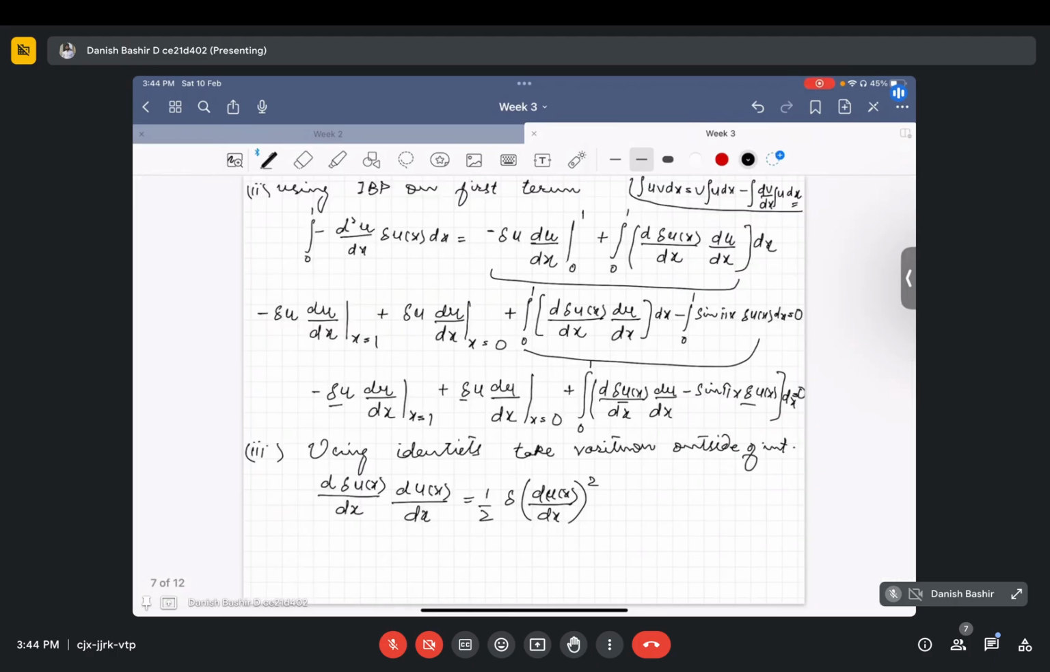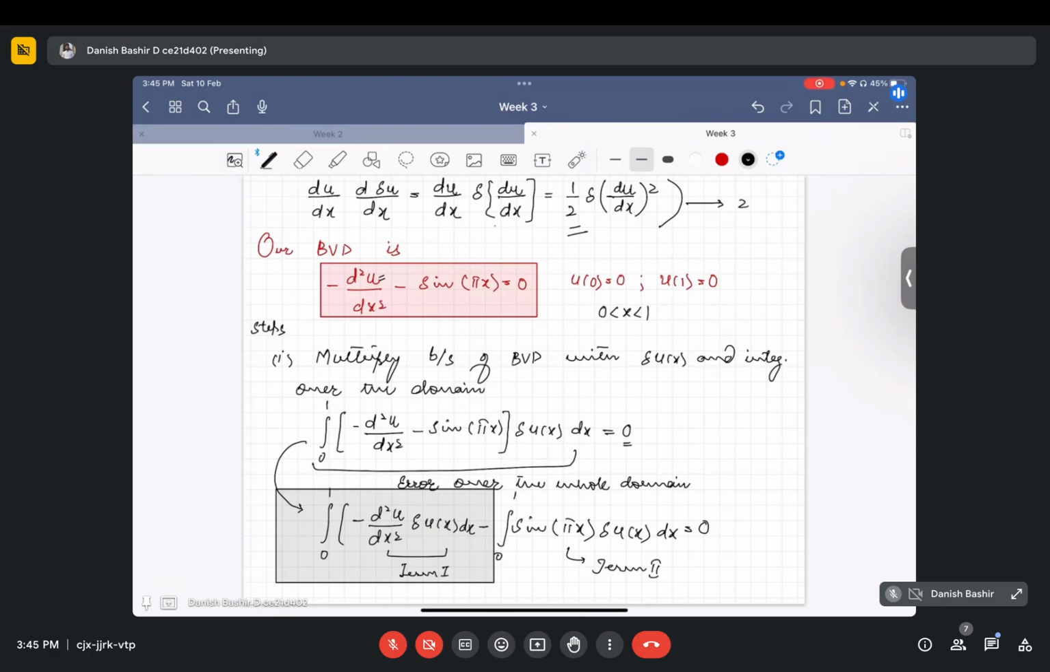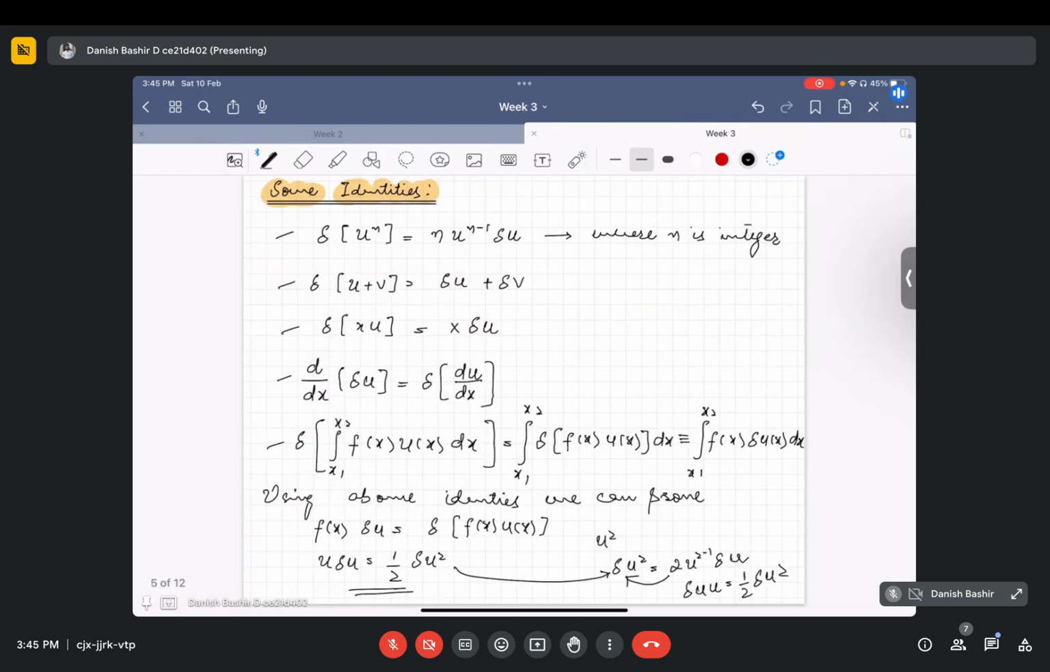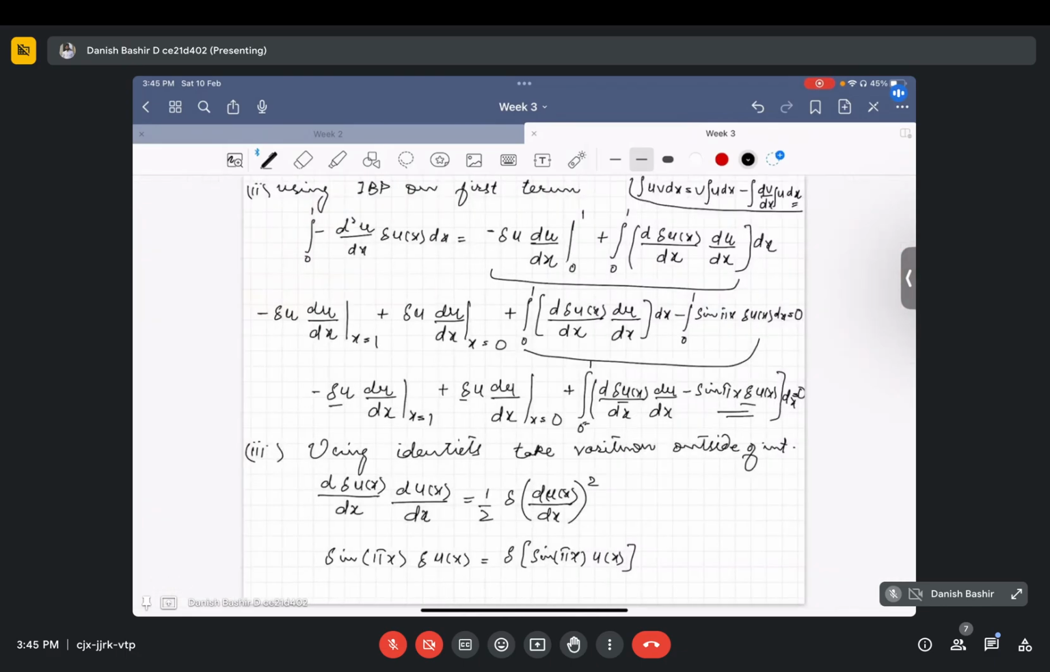So we will be using this, and the second term of the integral. The second term is sine pi x delta u of x. So we can write it as sine pi x variation of u of x, and write variation outside using the mathematical identity, variation of sine pi x u of x. Let me write it as second equation, and this I wrote here as first equation. It is the same, no? f of x delta u is equal to delta of f of x u of x. Using first, using second.